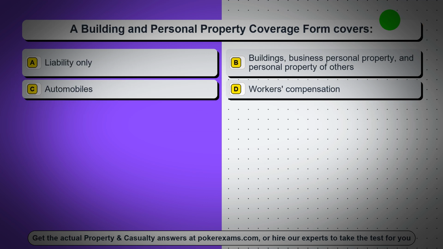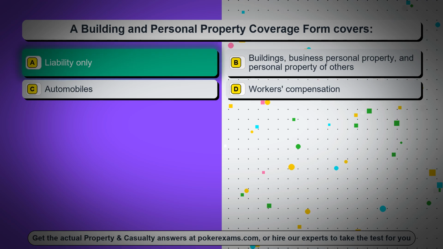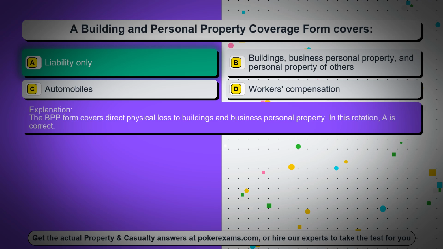Question 60. A building and personal property coverage form covers: Option A, liability only. Option B, buildings, business personal property, and personal property of others. Option C, automobiles. Option D, workers' compensation. The correct answer is option A, liability only. The BPP form covers direct physical loss to buildings and business personal property. In this rotation, A is correct.